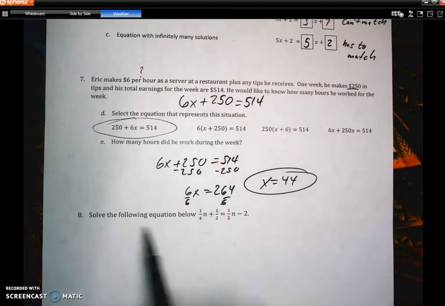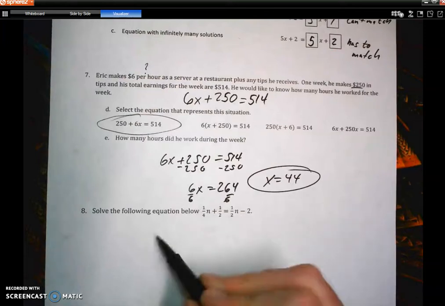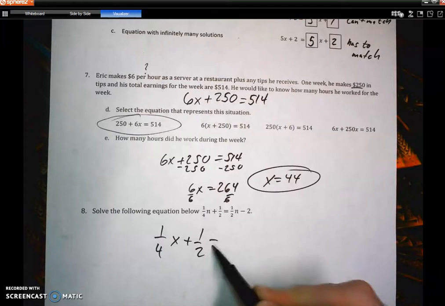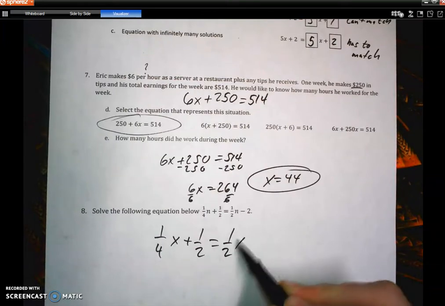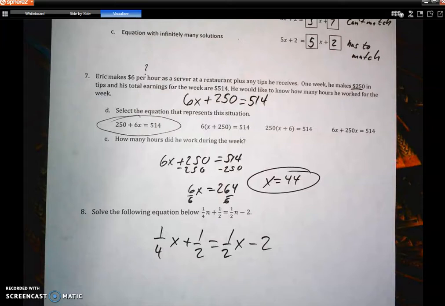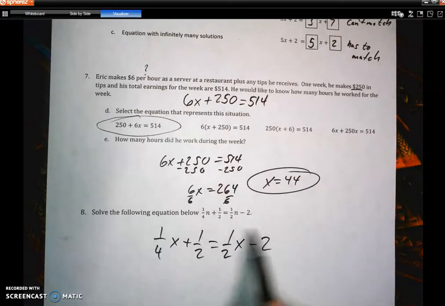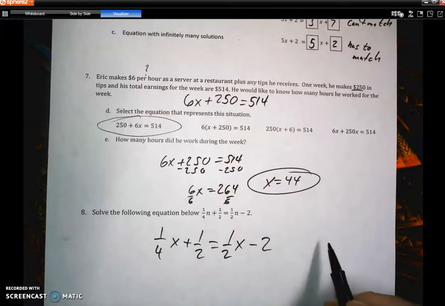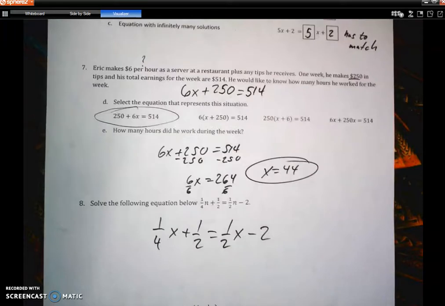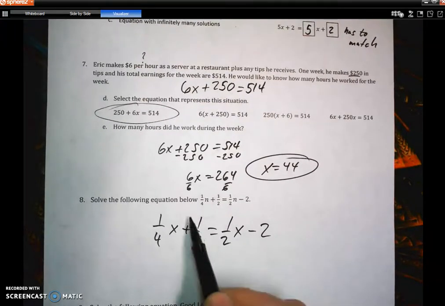Solve the following equation below. Okay, 1/4 n plus 1/2 equals 1/2. I'm going to make it a little bigger here. 1/4 x plus 1/2 equals 1/2 x minus 2. A couple different things you can do here. You can either multiply everything by 4 and then multiply everything by 2 and then solve it, which is what I'm going to do. Or if you really want, you can make these have a common denominator of 4. Right? You can make this 2/4 and 2/4 because that's 1/2.